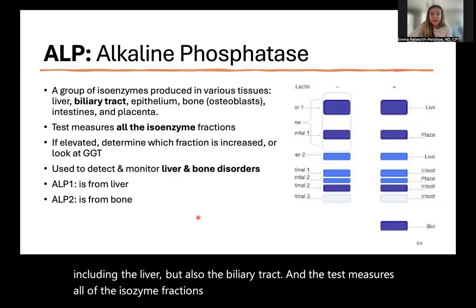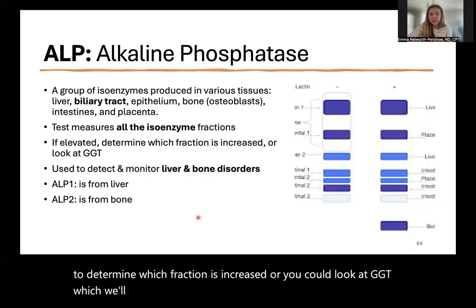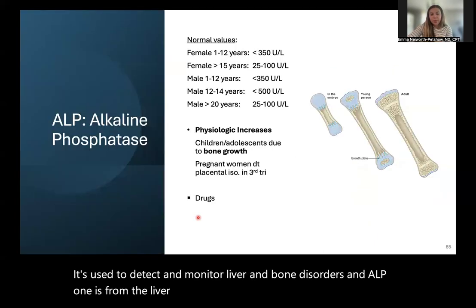So if elevated, you then would need to determine which fraction is increased, or you could look at GGT, which we'll look at next. It's used to detect and monitor liver and bone disorders, and ALP1 is from the liver, ALP2 is from the bone. So some normal values here are listed.